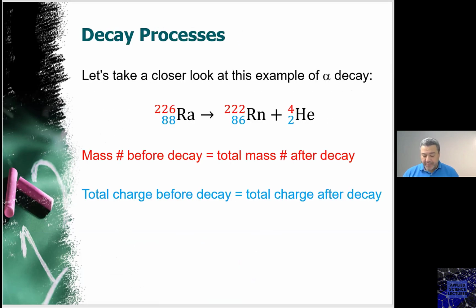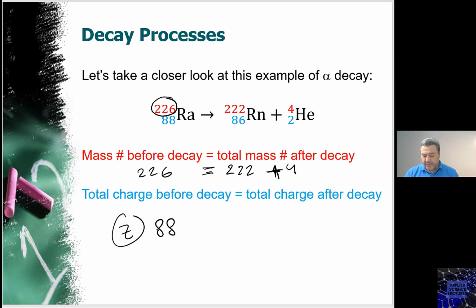So, as I said before, it will happen such that the mass number before the decay, which is 226 in this case, equals the total mass after the decay, which is 222 plus 4. And the total charge before decay also, which is the Z number here, 88, equals 86 plus 2. So they have to be balanced. Those two numbers have to be balanced between before the decay and after the decay. And this is what we call the alpha decay.